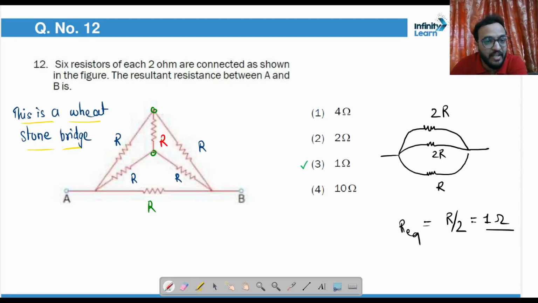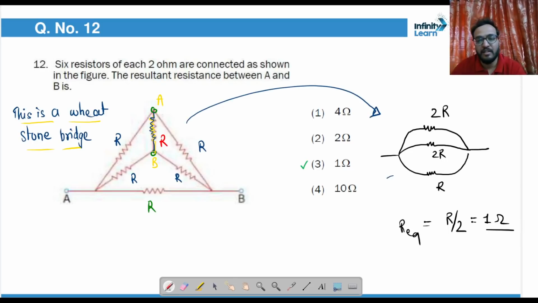Wheatstone bridge is formed where? Here, between points A and B. So this resistance can be removed. Do you understand which one? This one. This can be removed. So obviously the circuit will somewhat look like this now, and its equivalent will be this, and this is your exact answer. Do you understand?